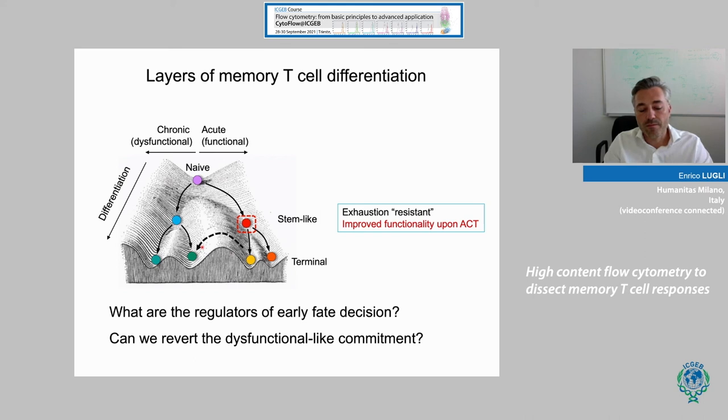So now we're asking, what are the regulators of early fate decision? Can we revert the dysfunctional commitment? This is something we're working on these days.